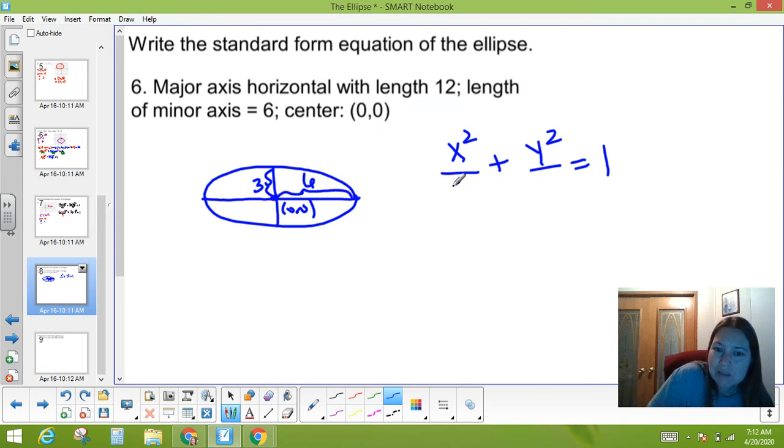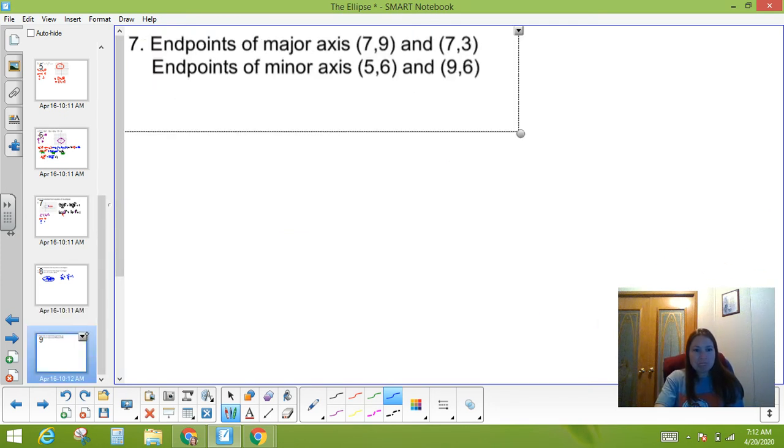So 6 squared is 36. All right, so our minor axis, since the major was horizontal, the minor has to be vertical. So that distance was 6, so half of that distance, or the radius part, was 3. So if I square that, I get 9. And I'm done.